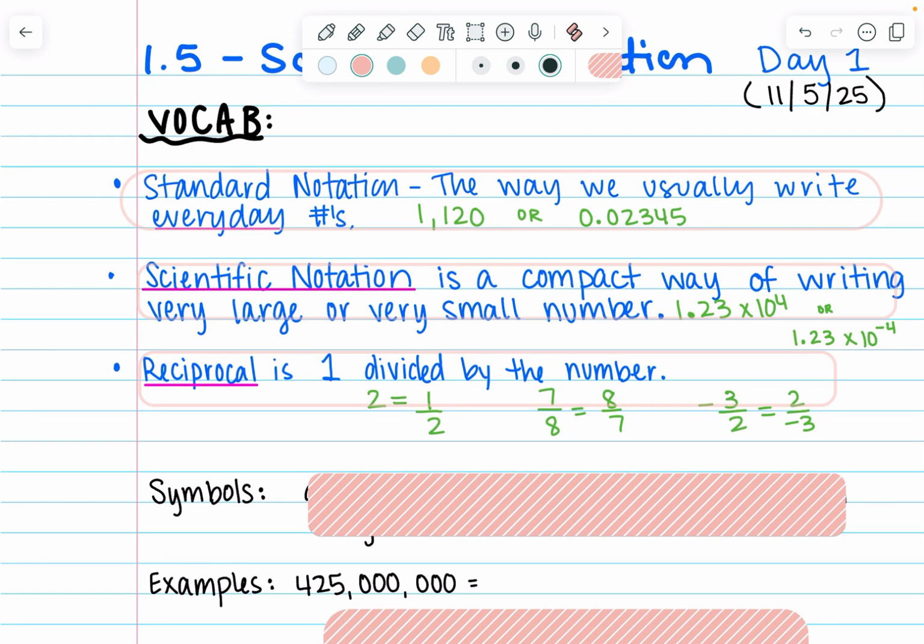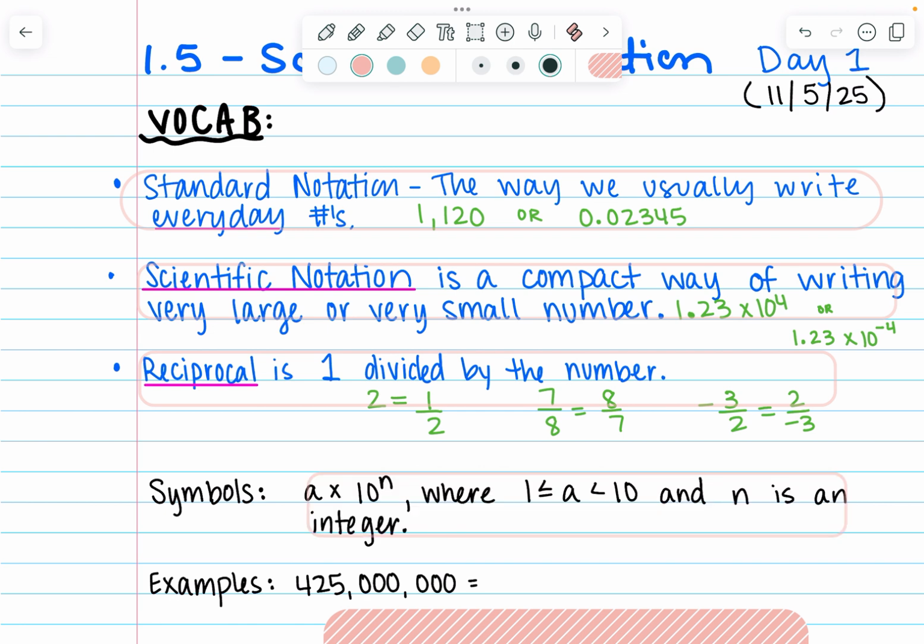All right, at this time you can put the vocab sheet away and go ahead and start writing this in your actual notebook under the header. So symbols, we have a times 10 to the power of n, where 1 is less than or equal to a, which is less than 10. So the number a can never be 10, but it could be like 9.99999. And n is an integer, so no fractions, decimals.